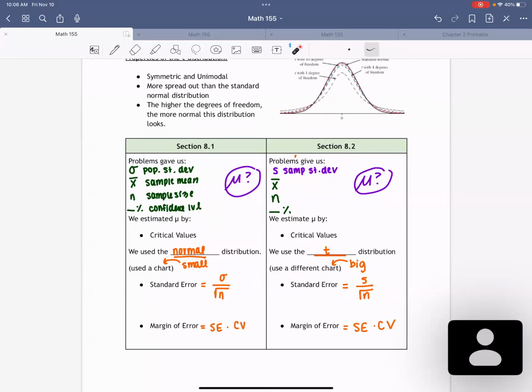For these questions, we're going to use the big chart instead of the small chart. And then the only other difference is that the standard deviation symbol or the standard error symbol is a little bit different than the standard error formula here. It's still standard deviation over the square root of n. You're just using the sample standard deviation instead of the population standard deviation, which is pretty obvious because that's what you're given in the problem.